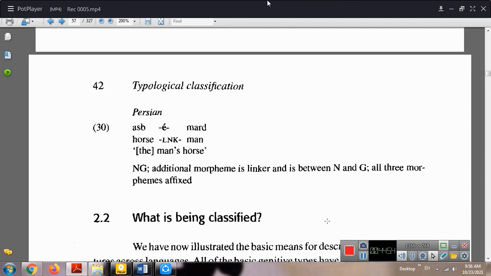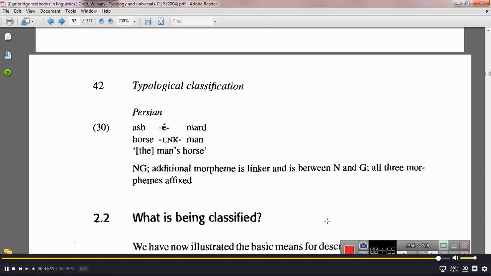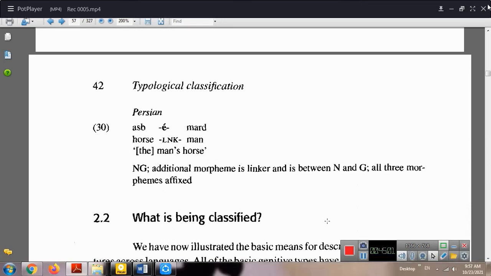In Persian, we told you asp mard. Here this a was a linker. We call that ezafe, which comes between the possessed and possessor, which is the man's horse. We have noun genitive. The additional morpheme is a linker and is between the noun and genitive, alternating morpheme affix.